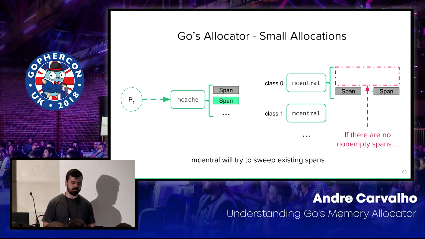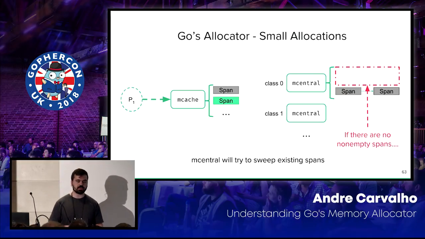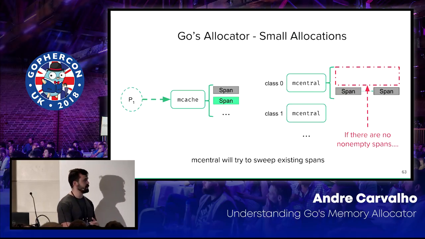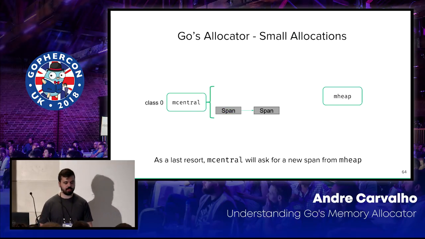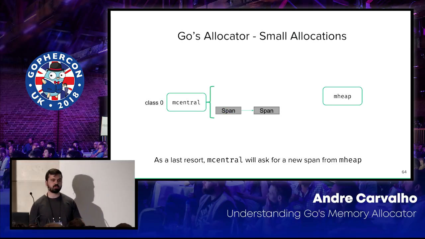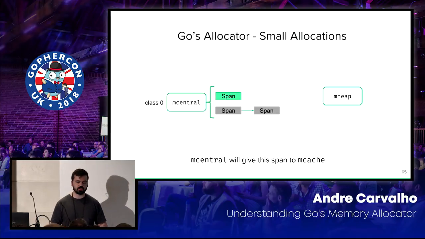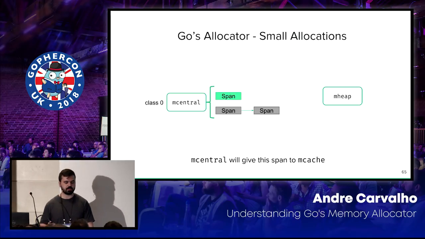But the mCentral may have no spans on the non-empty span list. So before asking for a new span from the mheap, the mCentral is going to try and sweep the existing spans on the empty span list. If it's able to sweep and get the amount of objects that the request requires, this span from the empty span list is going to be moved to the non-empty span list and returned to the mcache. But if that's not enough, as a last resort, the mCentral is going to request a new span from the mheap. This span is added to the mCentral list, and then the span is also sent to the local cache so it can be used to fulfill the allocation.